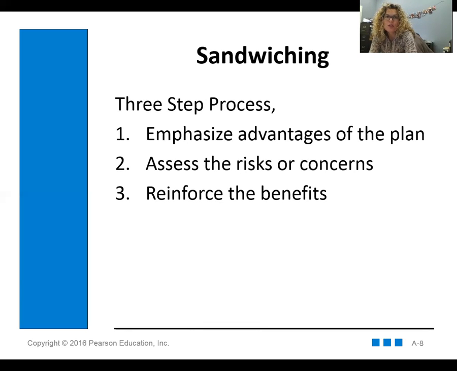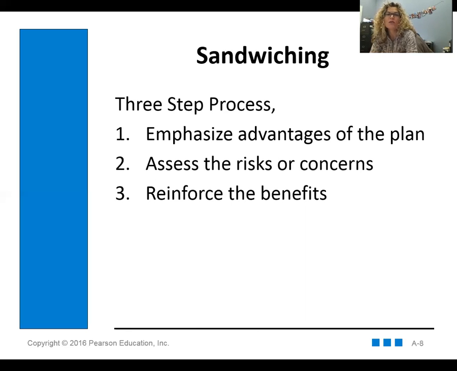The sandwiching approach is something that I like to bring up because it is an option when you're talking about your solutions, or maybe about your recommended solution. This is a very persuasive approach. So the sandwiching approach is to talk about the advantage of a solution or of your recommended solution, but then also talk about some of the concerns, some of the risks involved. This really shows that you've done your homework. You recognize that this isn't a perfect situation or a perfect solution.